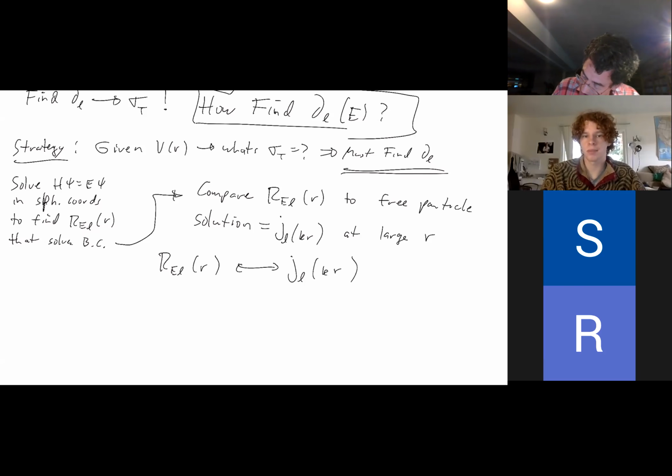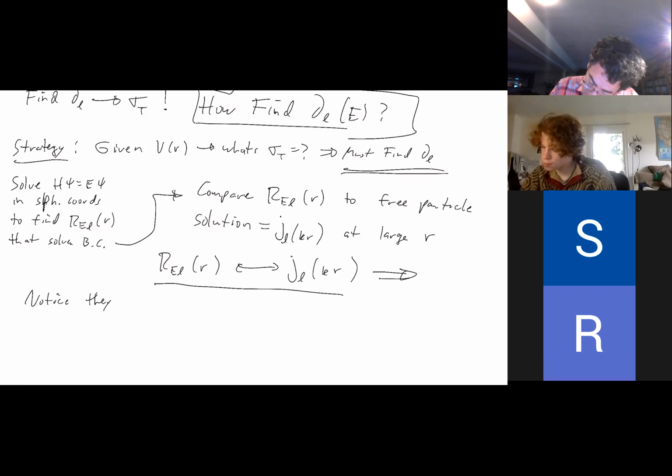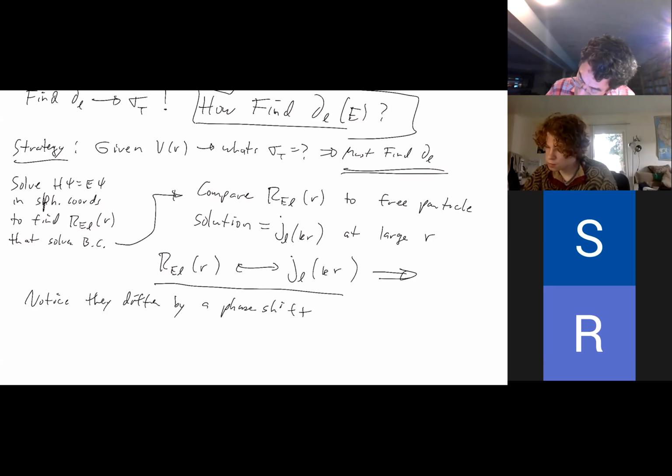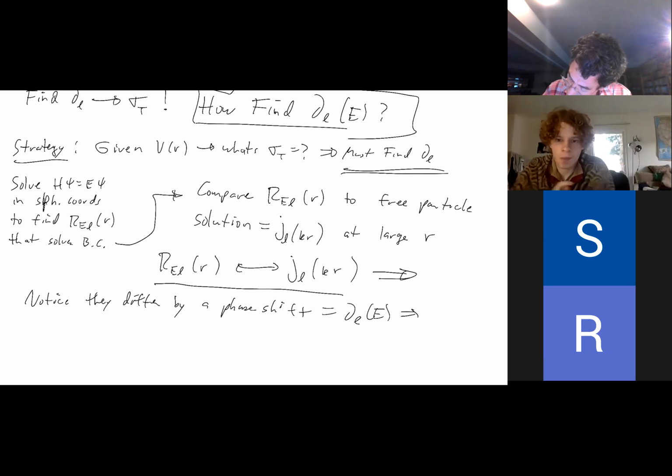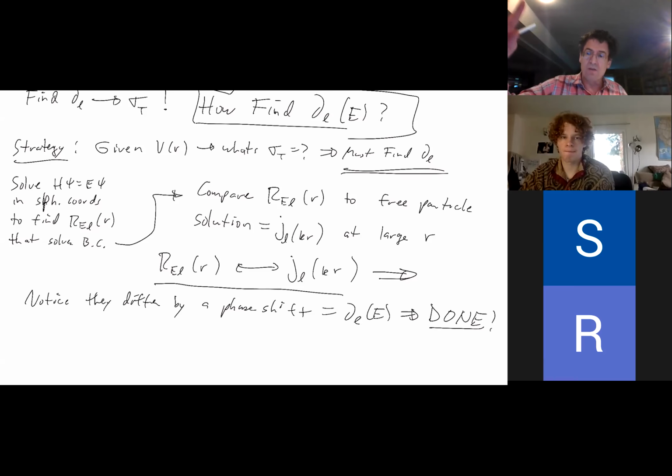So you compare them, and then what you notice is they differ by a phase shift. And that phase shift is the thing we're talking about. And then you are done. Okay, that's it. So it's actually a very straightforward strategy. That's why these phase shifts are actually quite useful. It's not that big a deal, and there's a very simple, straightforward protocol for finding them.